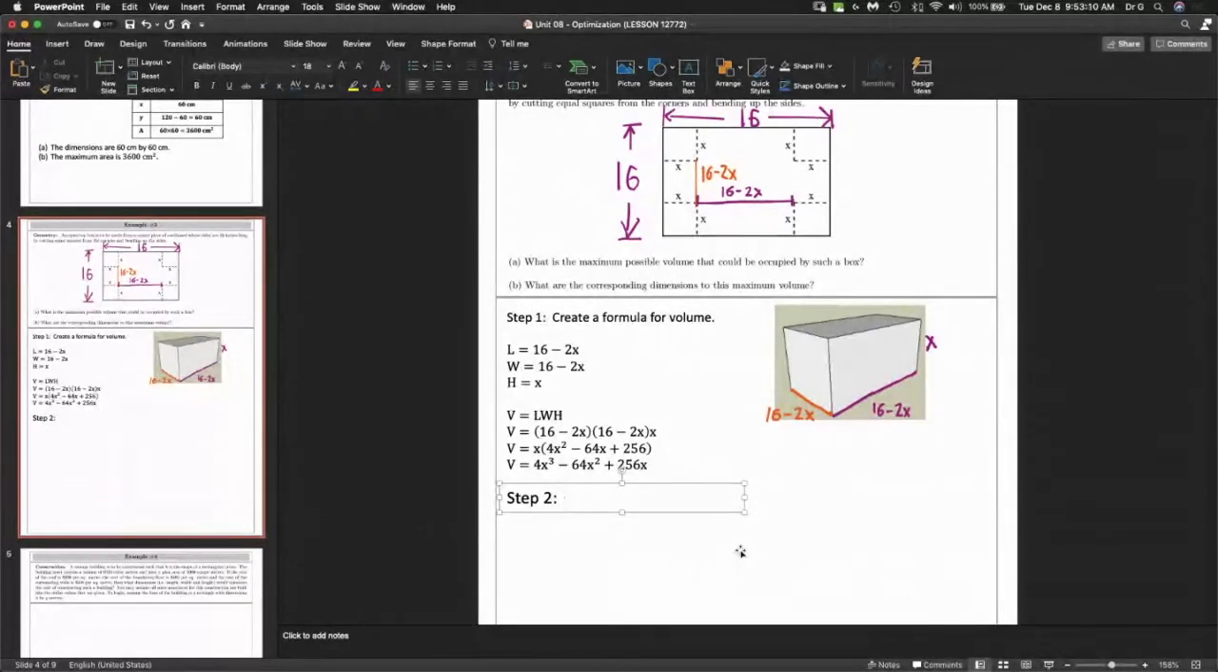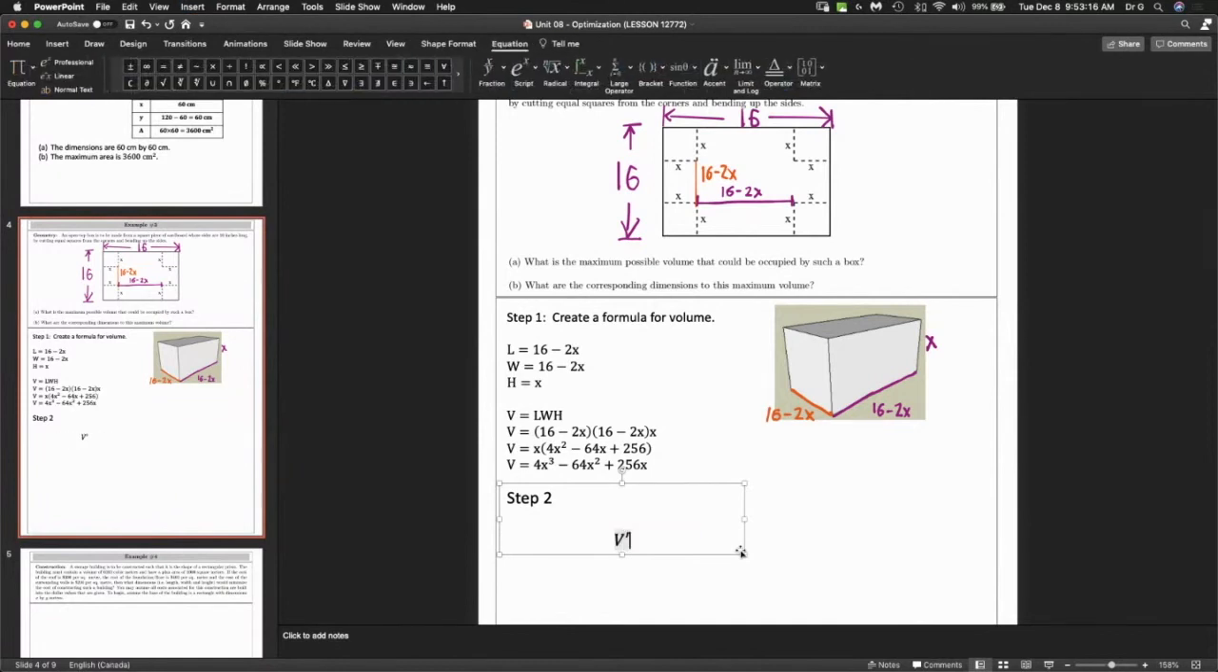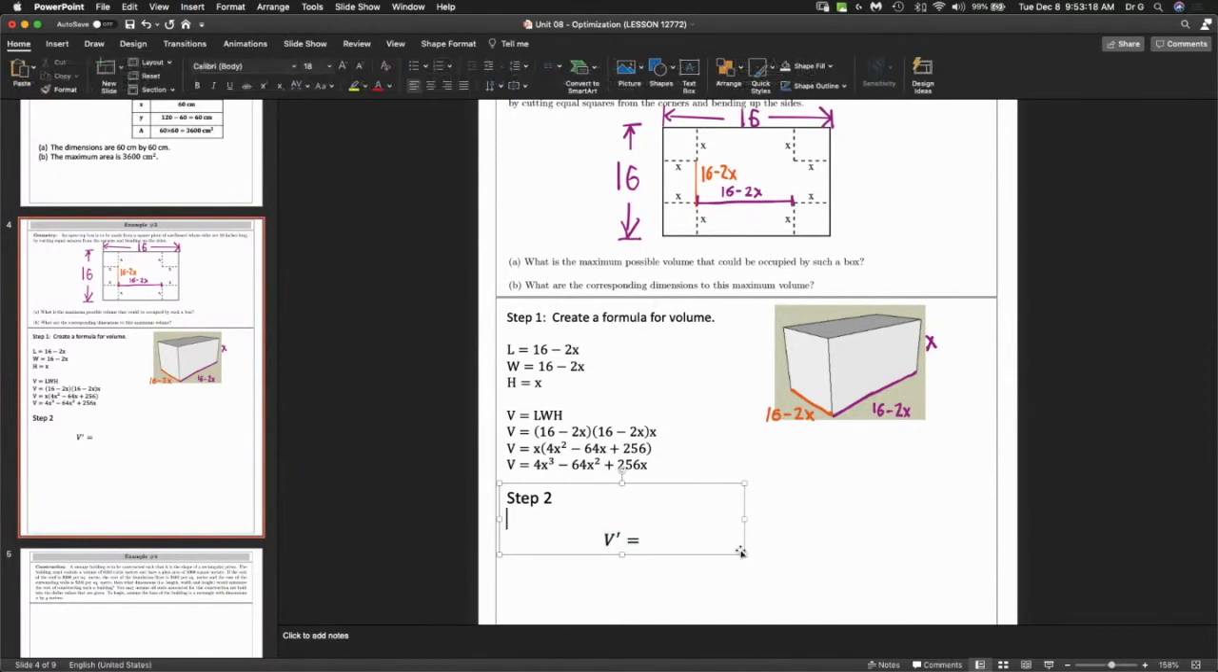Step 2 is to take the derivative. So I'm just going to take the derivative here. So v prime equals, help me out in the chat here. What's v prime? Anybody? Thank you, Irvin. Yeah, 12x squared minus 128, right? I think it's 128 plus 256.